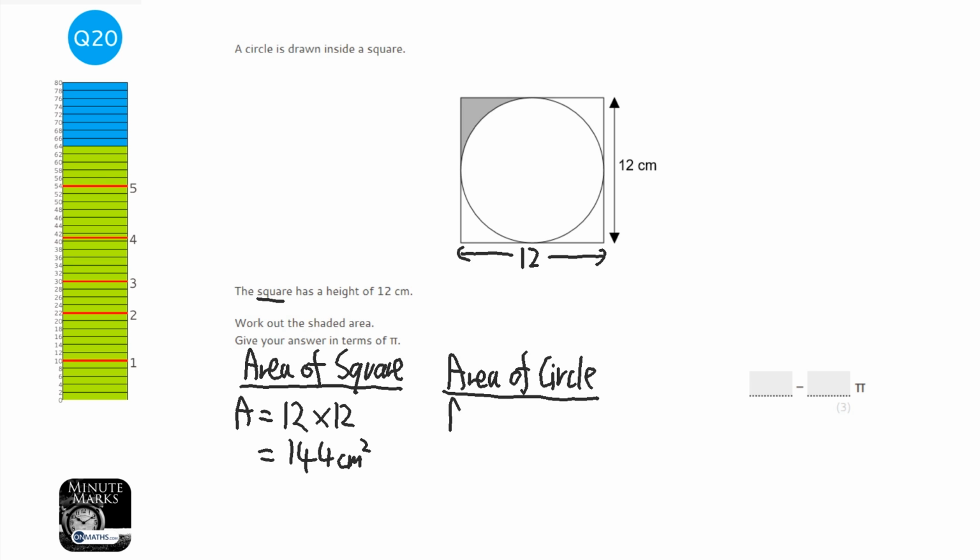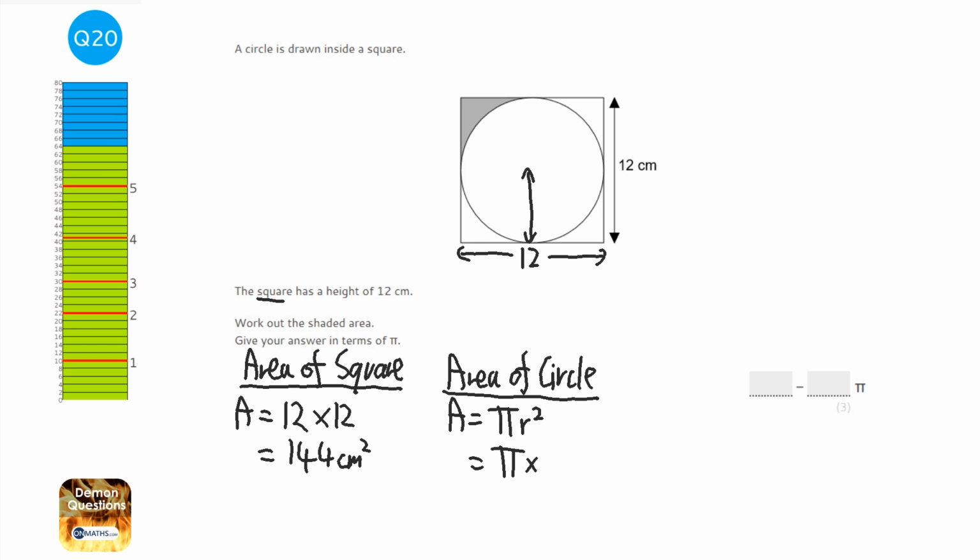Okay, now this you need to remember, the formula, which is pi r squared. And that you do need to know because you're not given that in the exam. So it's going to be pi times, and now what is the radius of that circle? So the radius is halfway across the circle.